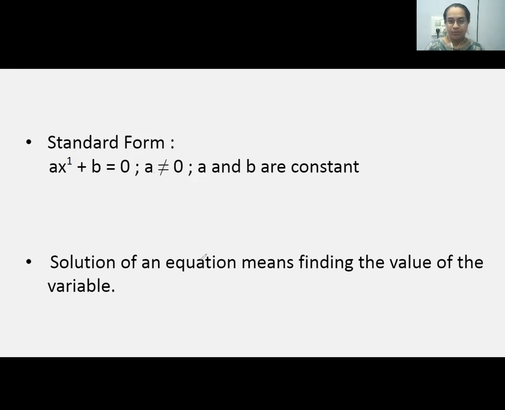Now, one more thing. While solving the questions, you might go through these words. That is, find the solution of an equation. Yes, what does it mean? It means that you need to find the value of the variable given in the respective equation.